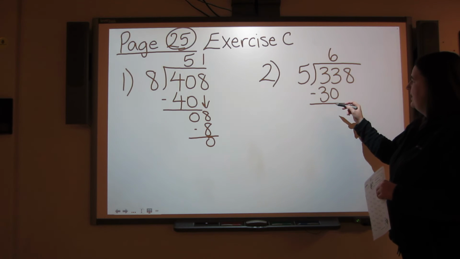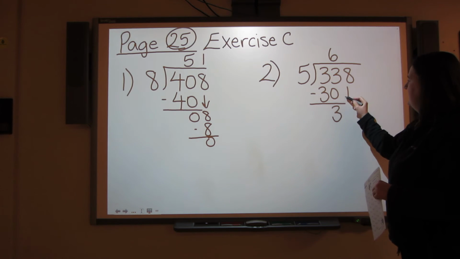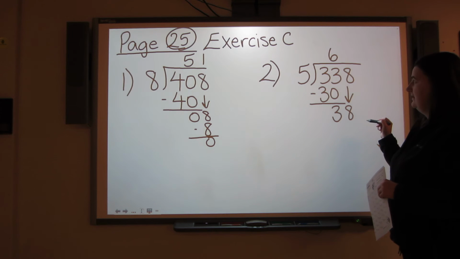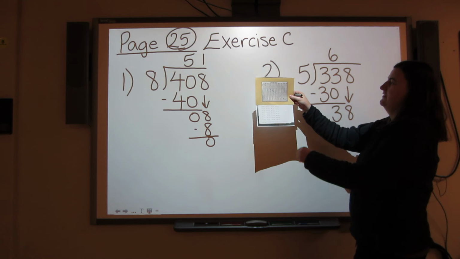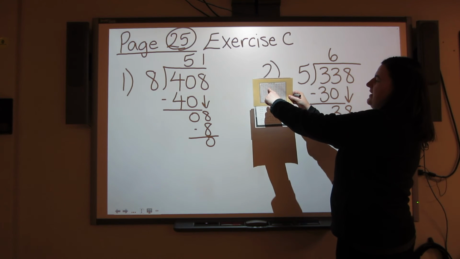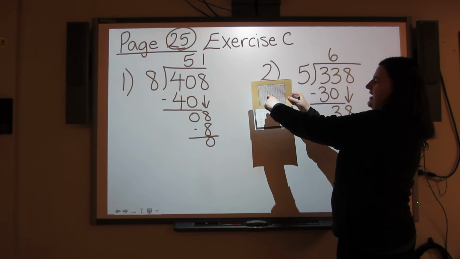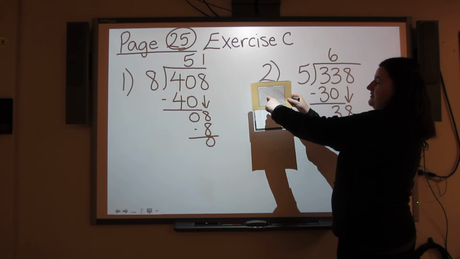So, then you minus them. 3 left over, drop your 8. 5 into 38. So you do the same thing. You look down your 5s, and what's the closest thing to 38 without going over? 35.